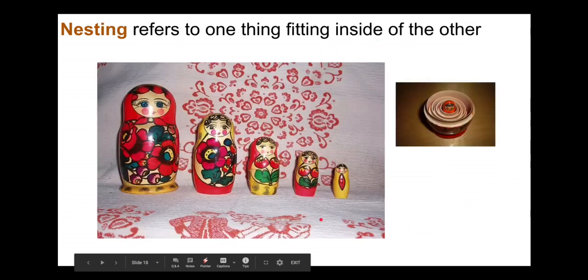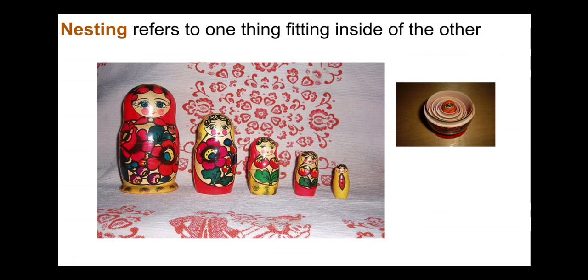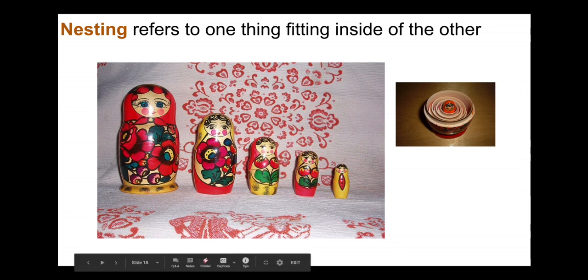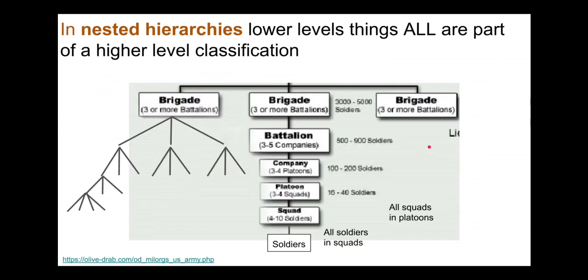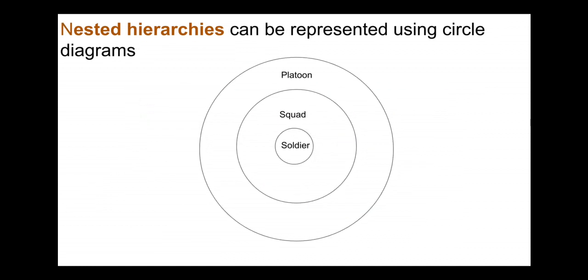A classic nested concept is the so-called Russian dolls, where one thing fits into the other, and each smaller thing fits into all of the levels above it. So the small doll fits into the big doll, and both this doll and the previous doll fit into the next larger doll and so forth, and they all fit together nicely like this. So in nested hierarchies, the lower levels are all part of a higher level of classification. They all fit nicely together like that.